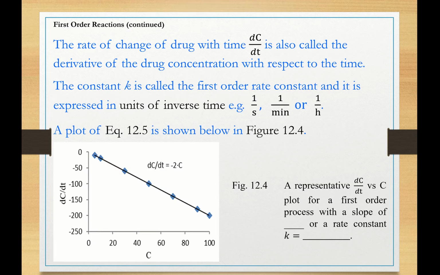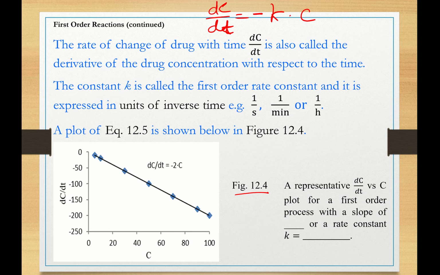Okay, now let's take a look at figure 12.4, which actually plots dC/dt versus C. So here again we have the differential rate law. So dC/dt is equal to K times the drug concentration. And in this case, because the dC/dt declines, I must be having an elimination process, so I'm using the negative sign. And in this lecture, we are going to be describing first order elimination processes.